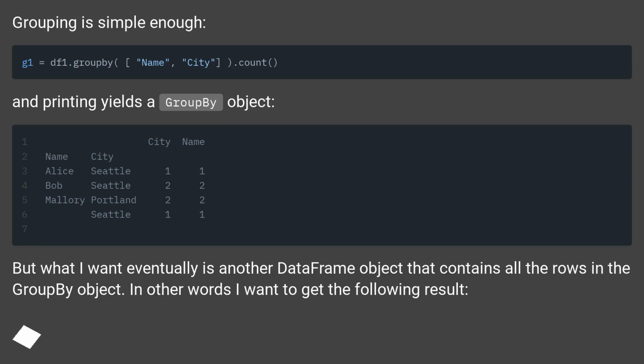Grouping is simple enough, and printing yields a GroupBy object. But what I want eventually is another DataFrame object that contains all the rows in the GroupBy object. In other words, I want to get the following result.